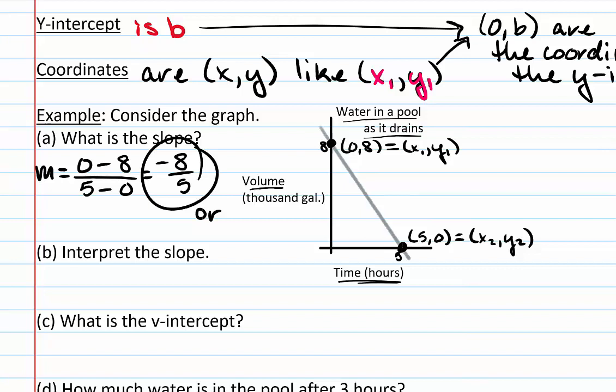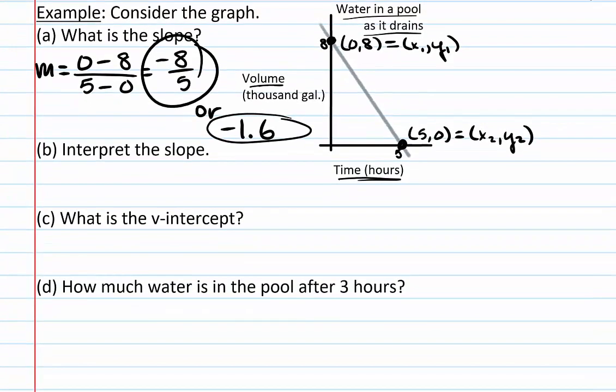If MyLab asks for it as a decimal, then you can write it as a decimal, but read the directions carefully. Now let's interpret the slope. Remember, we did this in one of your worksheets. The way you would interpret the slope is you would say the water in the pool, or just water for short, decreases because the slope is negative, or changes. You're allowed to use the word changes as well. Decreases by whatever the slope is.